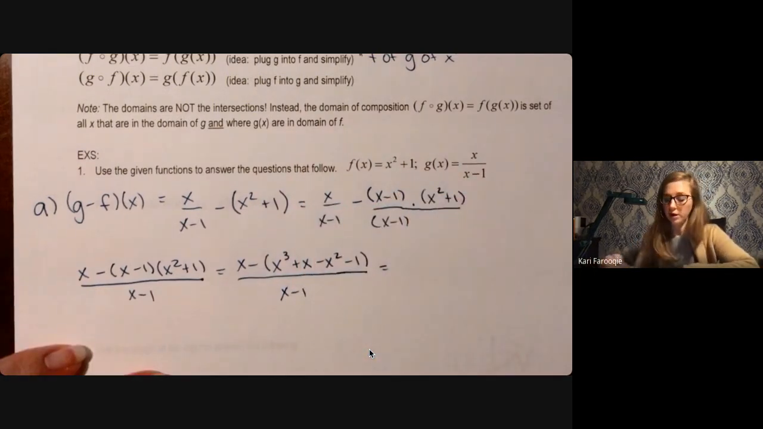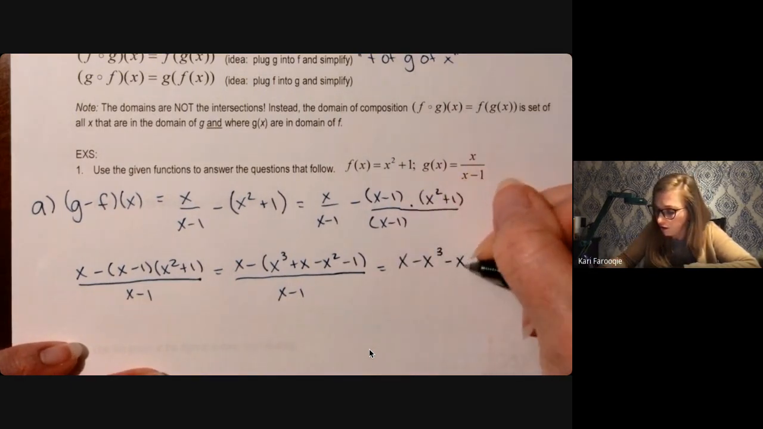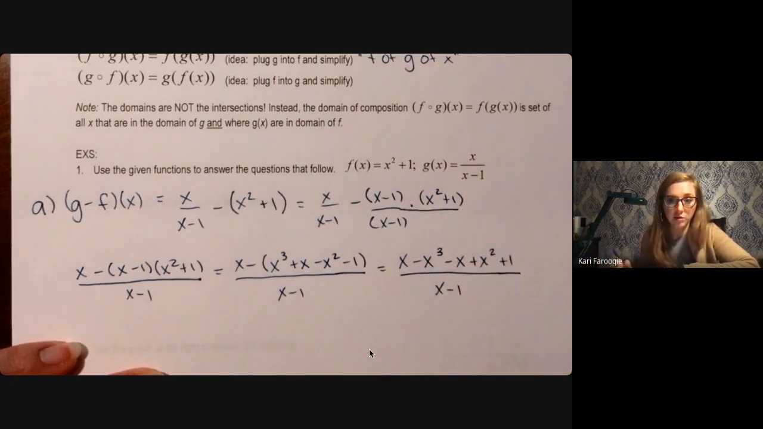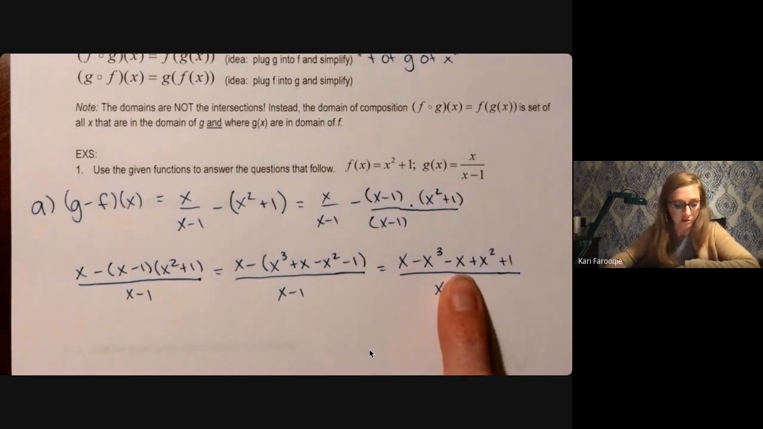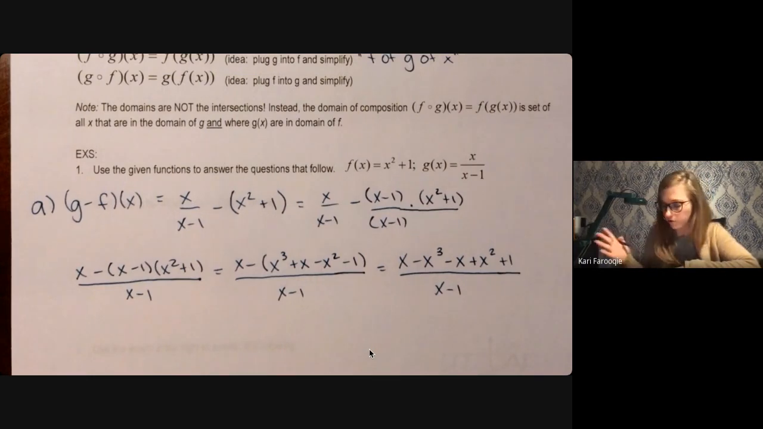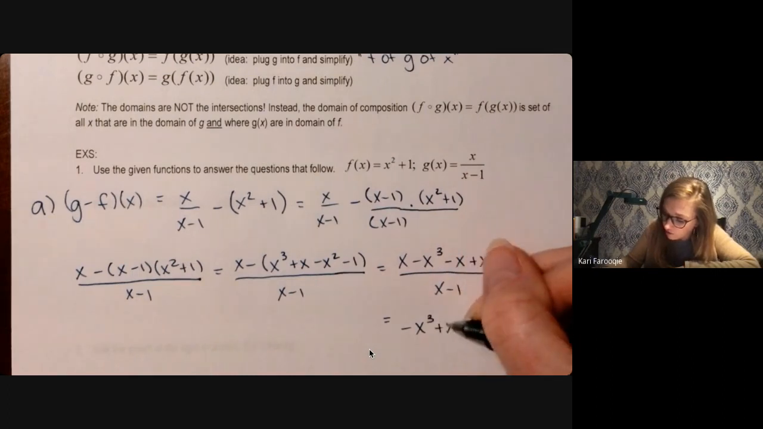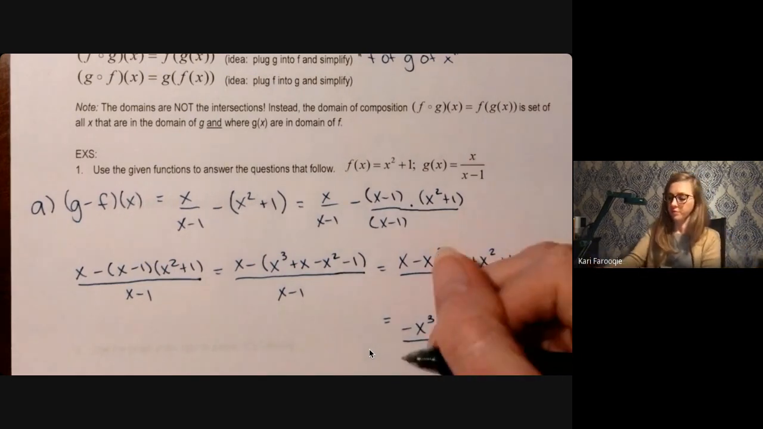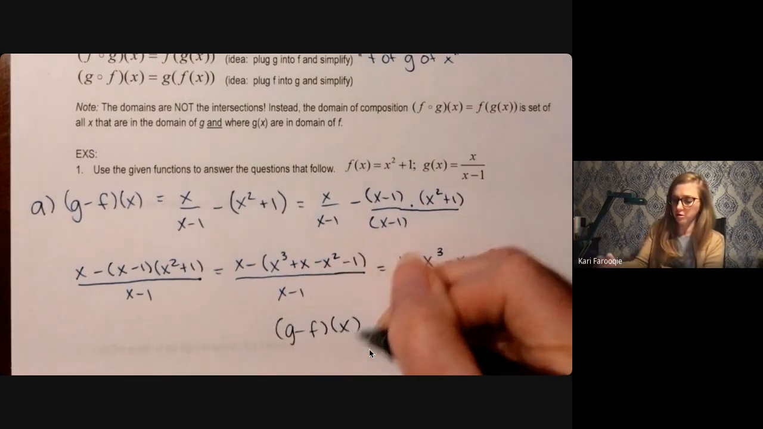Now I would recommend you go ahead and distribute this minus sign into the parentheses. So you'll have x minus x cubed minus x plus x squared plus 1 divided by x minus 1. And then just go ahead and combine any like terms that you can. In this case, there's not a whole lot that you can do, but you do have an x and a minus x. So those two are going to be additive inverses. They'll cancel each other out. And that will just leave you with negative x cubed plus x squared plus 1 divided by x minus 1. And that is g minus f of x.